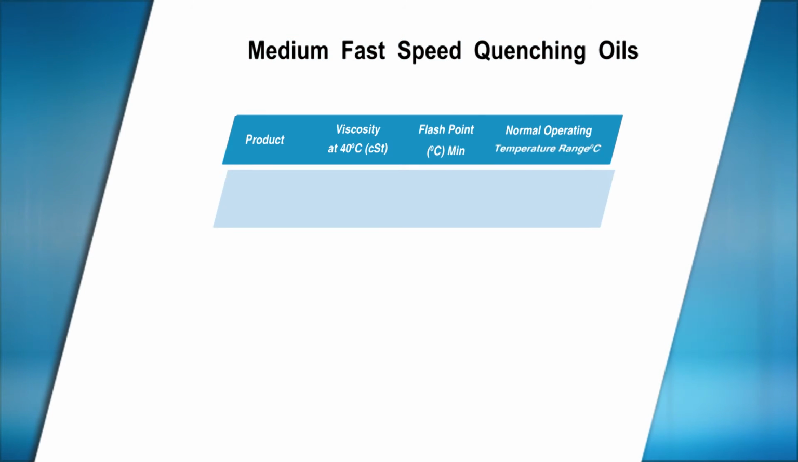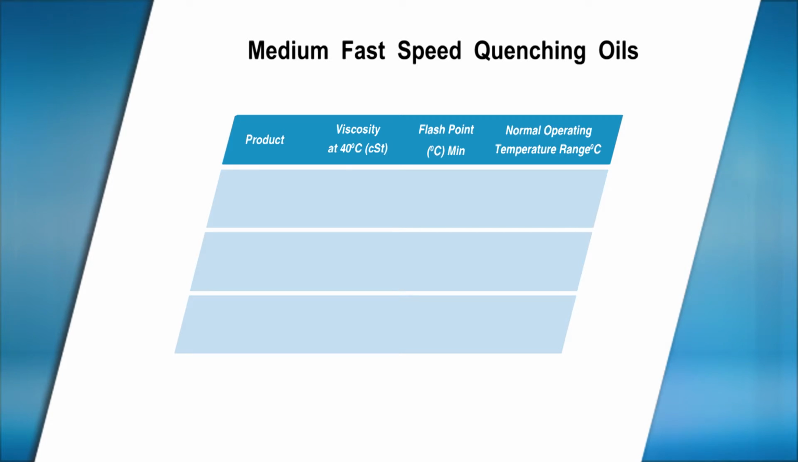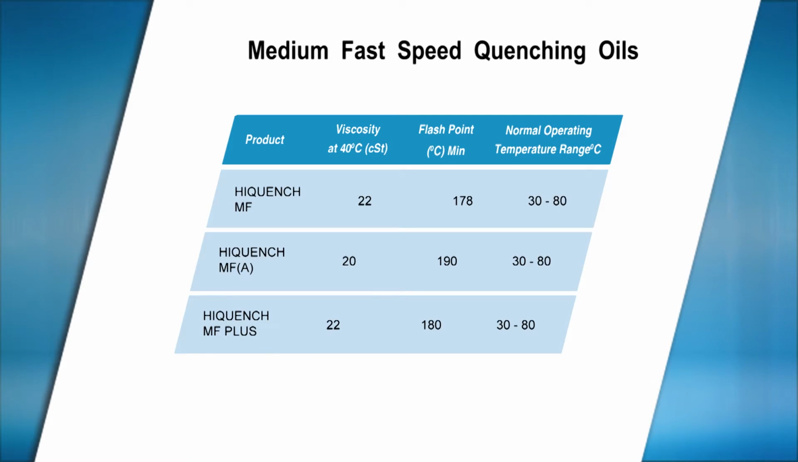From the vast range of medium-fast quenching oils, three popular products, namely HiQuench MF, HiQuench MFA, and HiQuench MF Plus, having different typical viscosity at 40 degrees Celsius and flash points, are shown. The temperature of these oils is maintained in the range of 30 to 80 degrees Celsius.